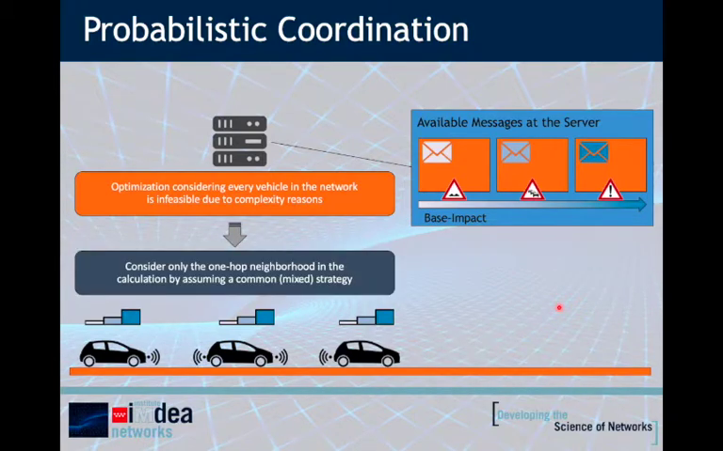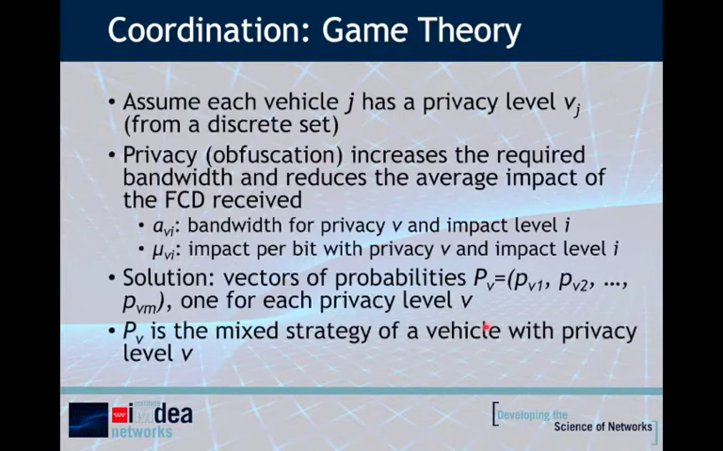So what we're going to do is consider only one single strategy, or one single vector of probabilities, for every privacy level that cars may use. And privacy level essentially is given by the radius of the area that they declare to the server. So we're going to have a game in which each vehicle has a privacy level J.